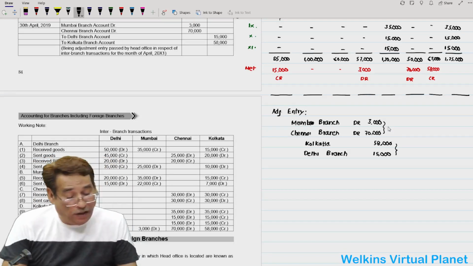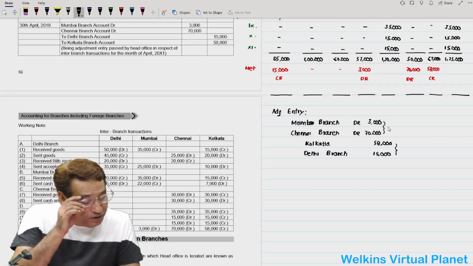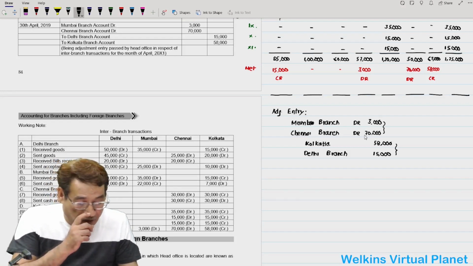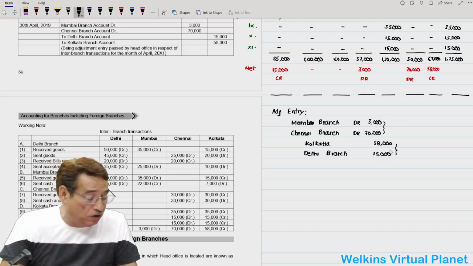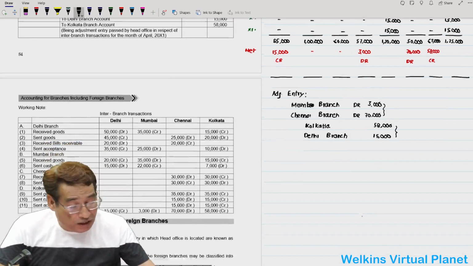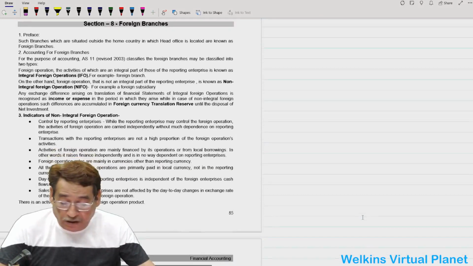So that means, as far as net transactions are concerned, ultimately Kolkata and Delhi branch should receive 58,000 and 15,000, while Mumbai branch and Chennai branch will be debited by 3000 and 70,000. That means of this 73,000 which these branches will receive, Mumbai will contribute 3000 and Chennai will contribute 70,000. This is what we mean by branch adjustment. It's a simple topic, correct?